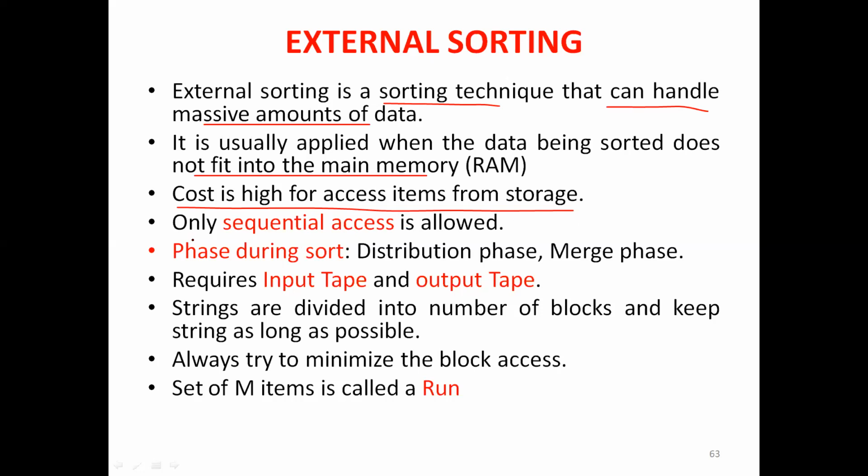Only sequential access is allowed. Why? In case of secondary storage or hard disk, only sequential access is possible. Random access is not possible. I can move forward through the elements, or I can go backward, but it is not possible to randomly access the elements in the secondary storage. This is the disadvantage in case of external sorting.